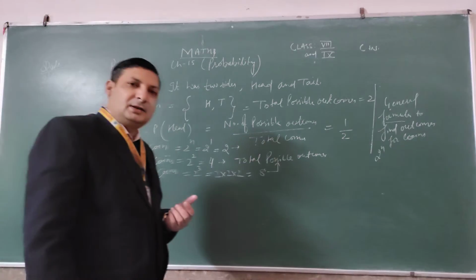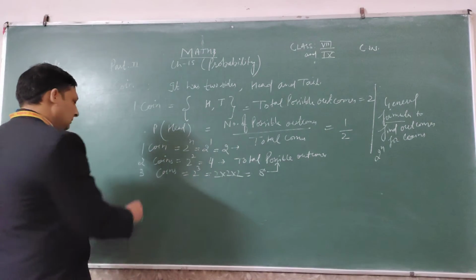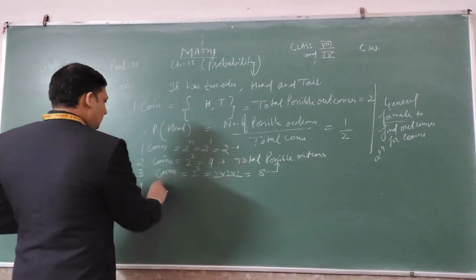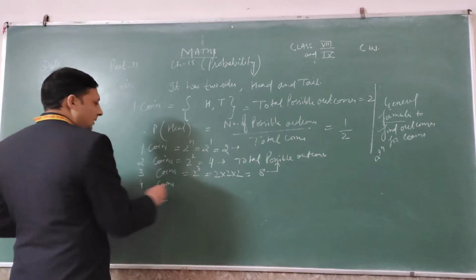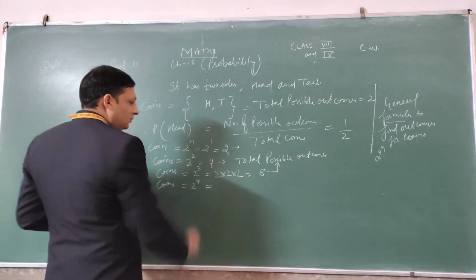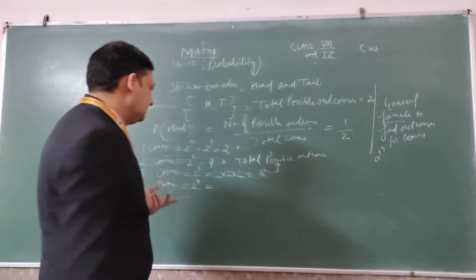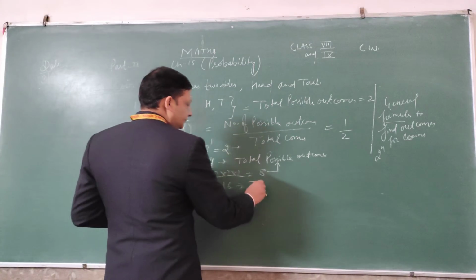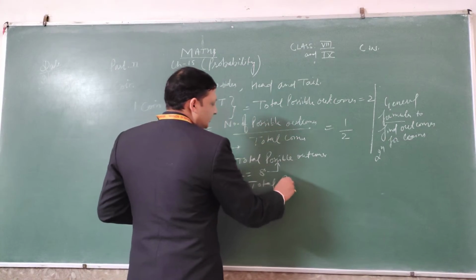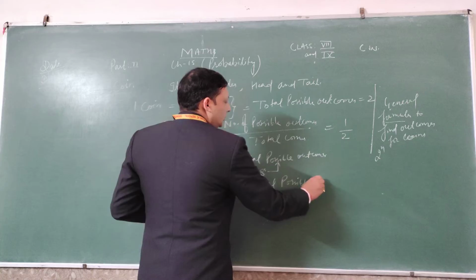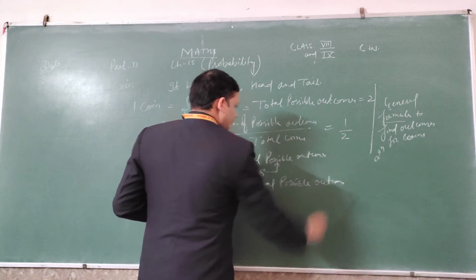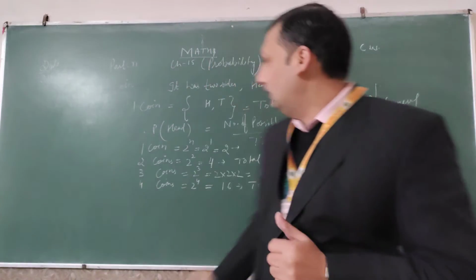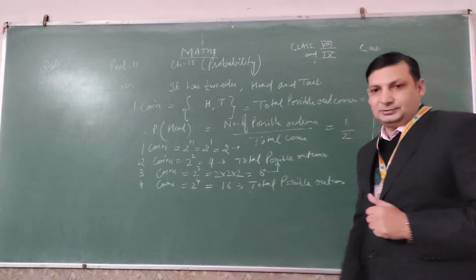When we study in higher classes like 10th, 11th, 12th, we also need 4 coins, 5 coins. When we toss 4 coins together, we can make 2 to the power 4. 2 to the power 4 means 2 multiplied 4 times, that becomes 16. So 16 are the total possible outcomes. So dear student, it is a general formula by which we can find the total possible outcomes for coins.